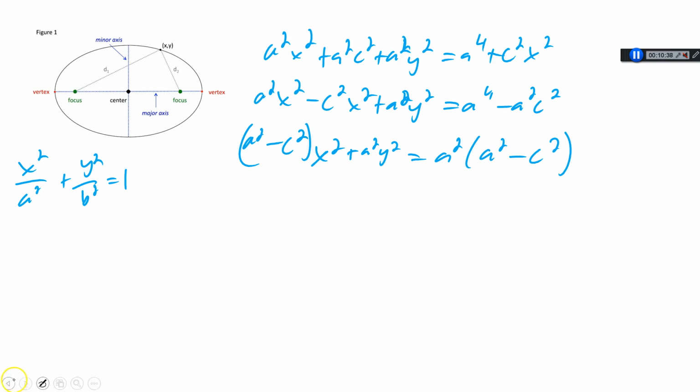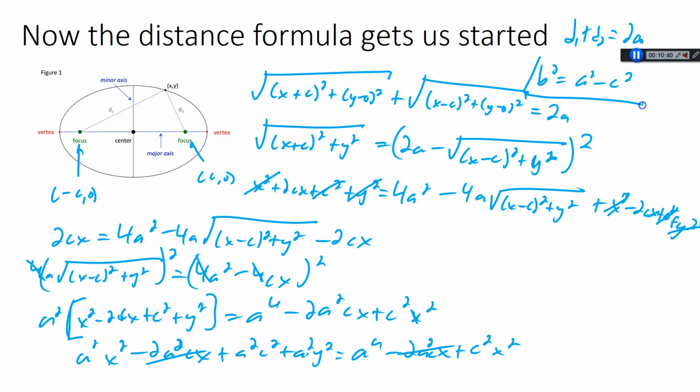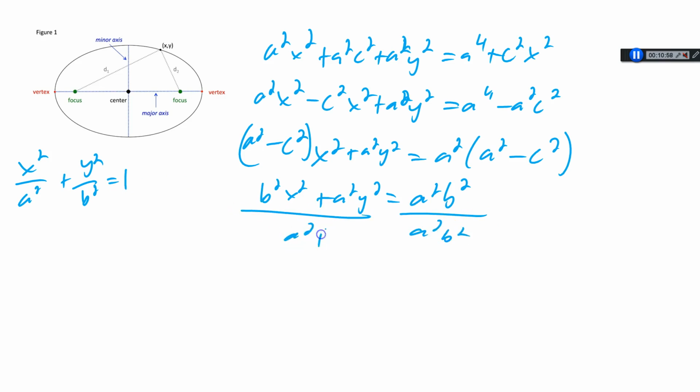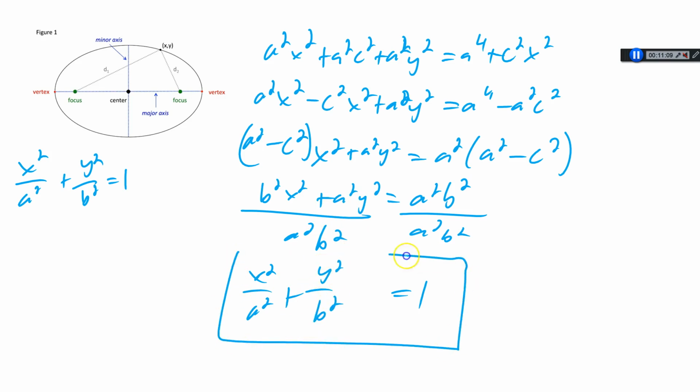Now, we're going to use the second thing that we wrote down here. A squared minus c squared is b squared. So I'm going to put that in where this a squared minus c squared is. So I have b squared x squared plus a squared y squared equals a squared b squared. Now we want a 1 on the right side, so I'm going to divide both sides by a squared b squared. Right side is 1. Left side, you lose the b squared from this, so I have x squared over a squared. Here we lose the a squared, so you have y squared over b squared. And there is our equation.